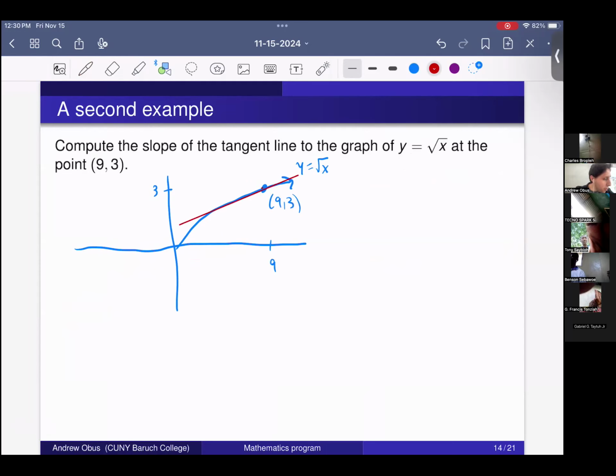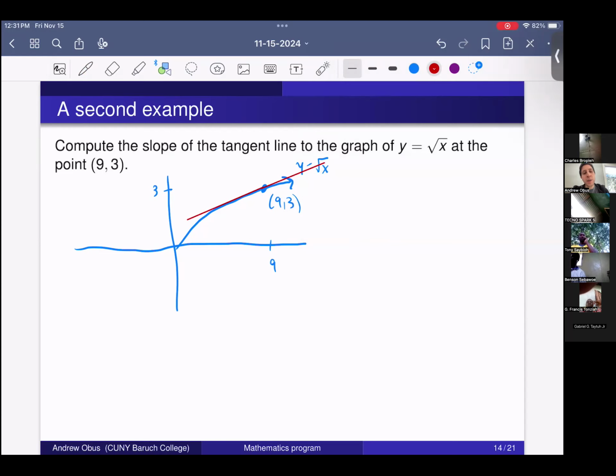Let me draw that better. It's hard to draw these tangent lines accurately. That's better. So that's going to be our red tangent line.